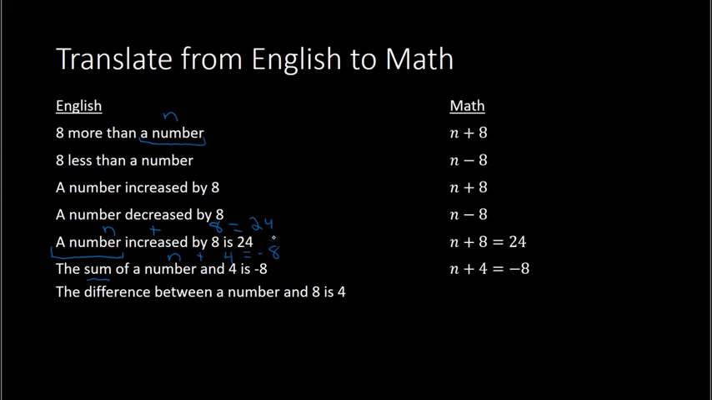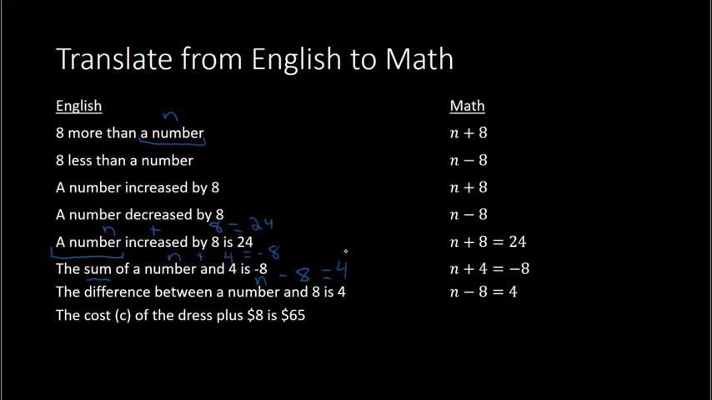Next we have the difference between a number and 8 is positive 4. Difference means subtraction. So what am I subtracting? Well, I'm subtracting a number and 8. So n minus 8. And it says it is or is equal to 4. So my math notation would be n minus 8 equals 4.